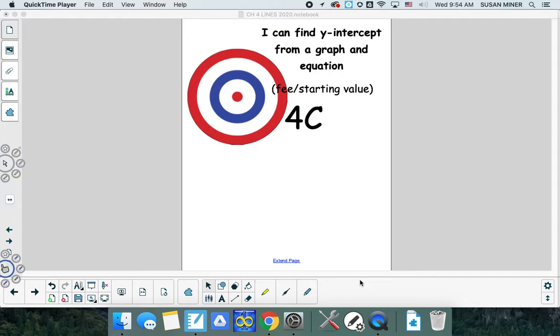Hi guys, this is Ms. Miner, and we are going to do lesson 4C. And today's goal is to be able to find the y-intercept from a graph and from an equation.